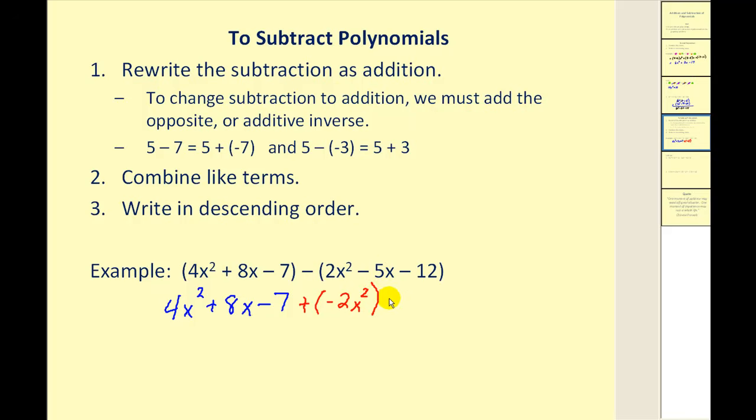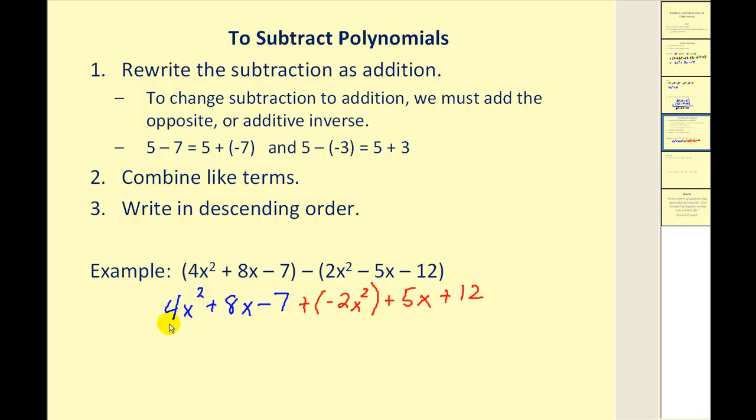Subtracting a minus 5x is the same as adding a positive 5x. And subtracting a minus 12 is the same as adding a positive 12. Notice the sign of each of these changed when we changed it to addition. We had a positive 2x squared, now we have a negative 2x squared. We had a minus 5x, now we have plus 5x. We had minus 12, so now we have plus 12.